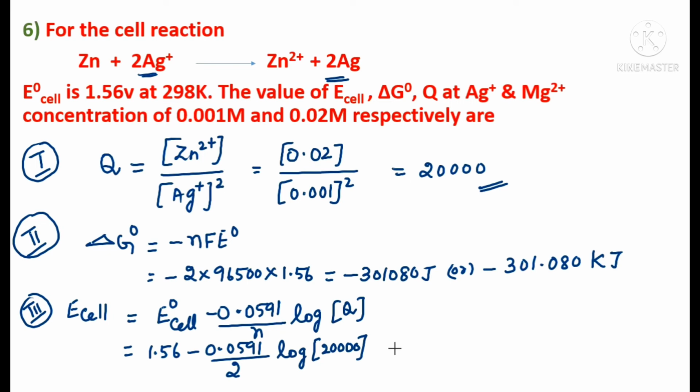Now simplify this answer. When you simplify, you will get 1.56 minus 0.0295 into log of 20000, which is 4.3010. Finally you will arrive at the value 1.4 volts. Understood, students? This is how you should make use of the Nernst equation to calculate the EMF of the cell when the E naught value is given.